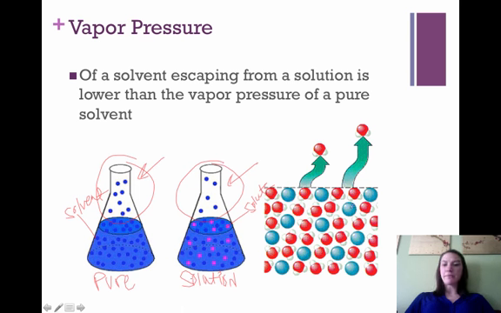And if you think about it, the colors are reversed in this section, but these particles right here, the red ones, are trying to get into a vapor, but there are some blue ones that are kind of in the way. So the pressure getting up into the gas phase is going to be lower in a solution. There are other solute particles in the way. So the vapor pressure of a solution is lower than the vapor pressure of a pure solvent, a pure substance.